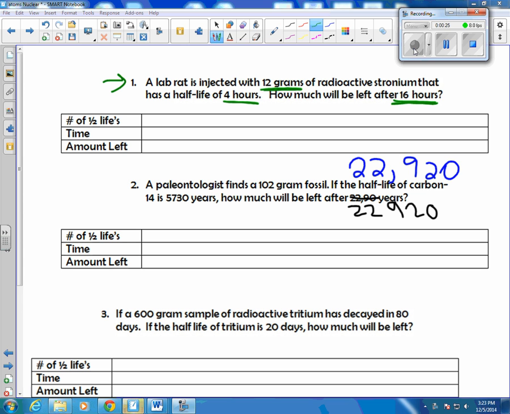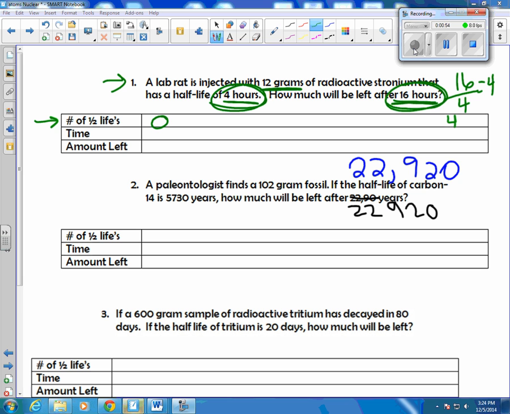Okay, so we underlined our key information. Now let's go to our chart. The first step in the chart, number of half-lives. If we're doing a total of 16 hours and each half-life is 4 hours, we have to divide. 16 divided by 4 gives us 4. So we know that in total, we are going to do 4 half-lives.